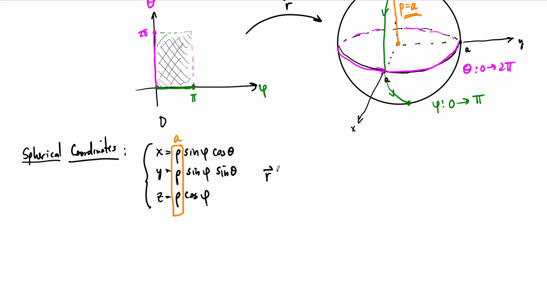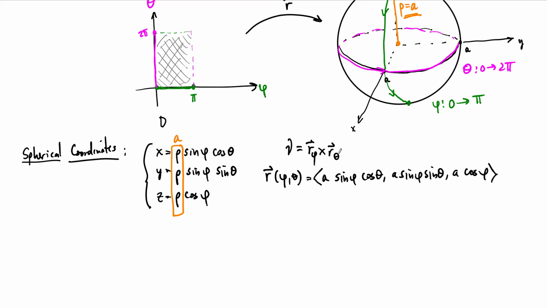Our parametrization is then our r as a function of phi and theta, in this order. We've talked many times about why this order is correct. It is given by a sine phi cosine theta, a sine phi sine theta, and a cosine phi. So there's our parametrization right there. To build the normal vector, remember our vector nu is going to be equal to the cross product of the partial derivatives, so this is r sub phi crossed with r sub theta.